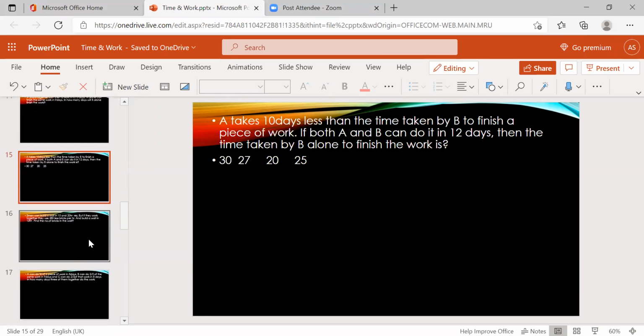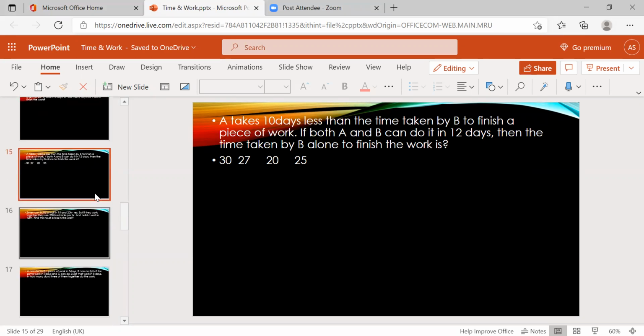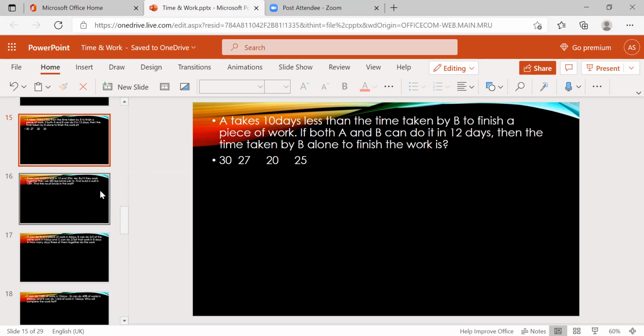Now take here. A takes 10 days less than the time taken by B to finish a piece of work. So if both A and B can do it in 12 days, then the time taken by B alone to finish that work is. So here they're asking to find us. They didn't give any information except that if both can do in 12 days. That means A plus B in 12 days.